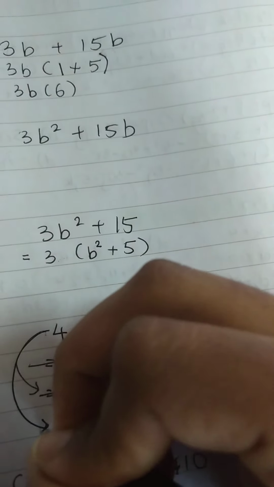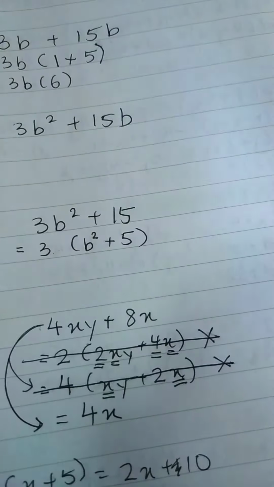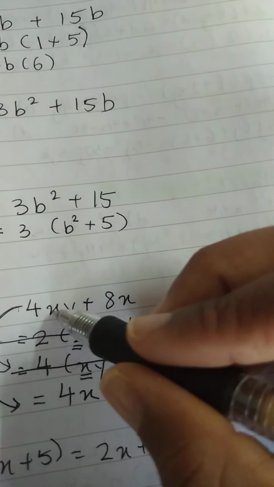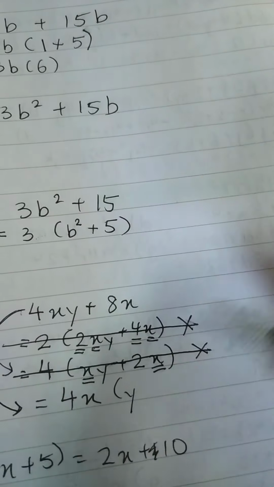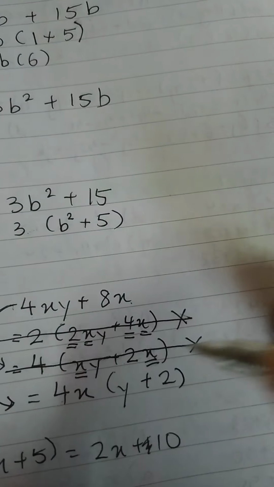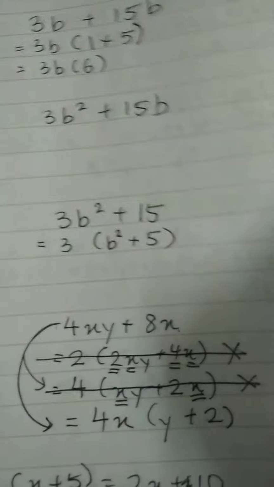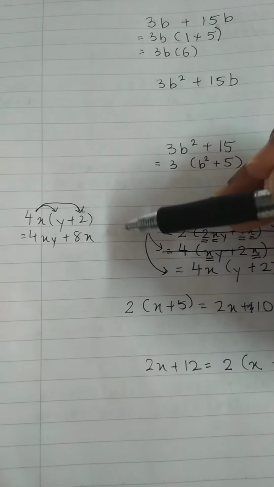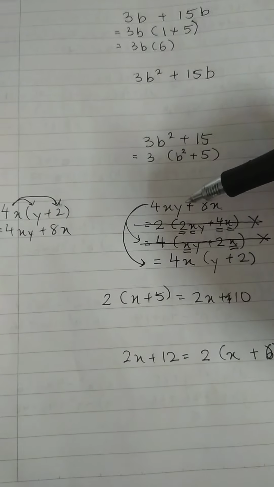Then they try the final time. 4x. 4xy divided by 4x, all you have is y. 8x divided by 4x, 2. So when you check 4x(y plus 2), if I double check it here and I open my bracket, I'm going to see 4xy plus 8x. Correct? 4xy plus 8x.